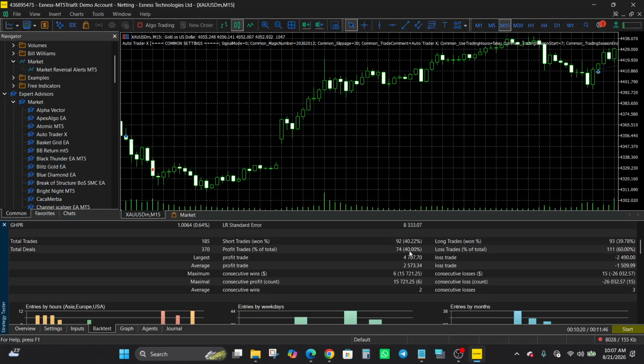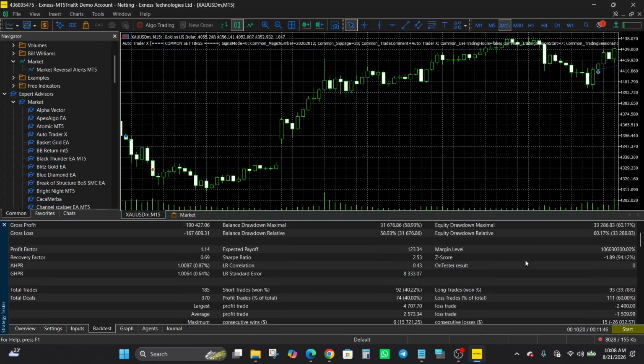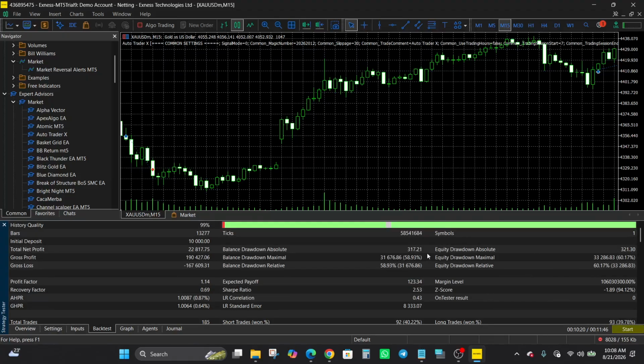So large drawdown, 40% win rate, but the risk to reward ratio on average is okay, because the average profit is 2,573.34, but the average loss is 1,509.99. So the difference is reasonable. The average profit is bigger than the average loss with a reasonable difference. Okay. All right, but we cannot just ignore the fact that the drawdown is really concerning. All right, the drawdown is concerning.